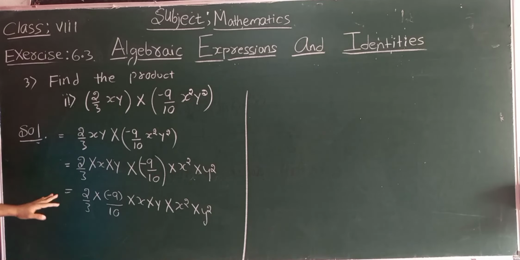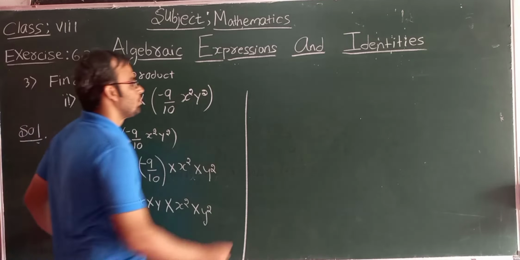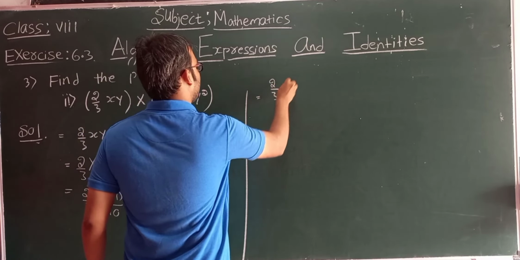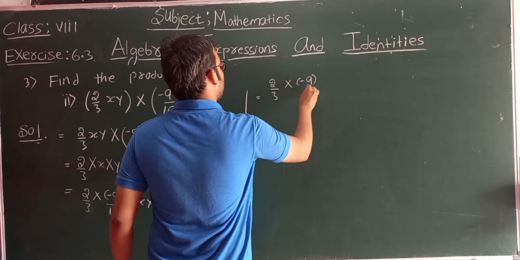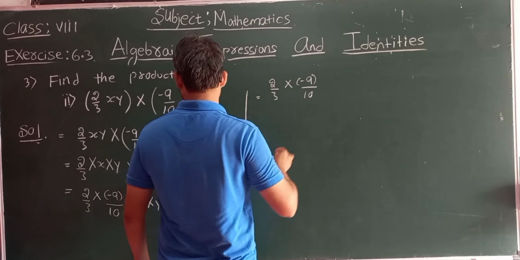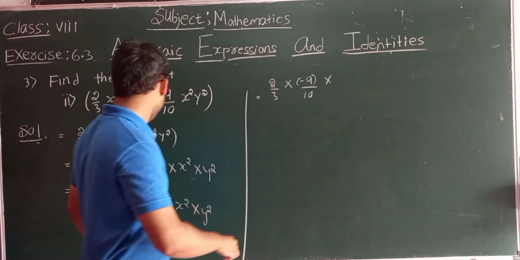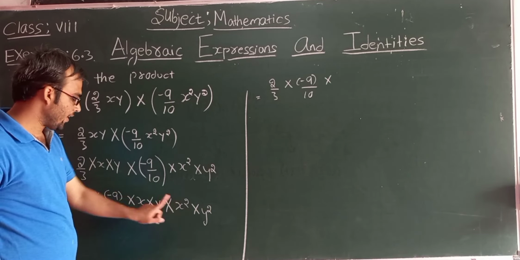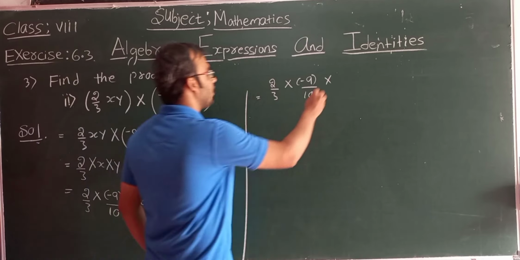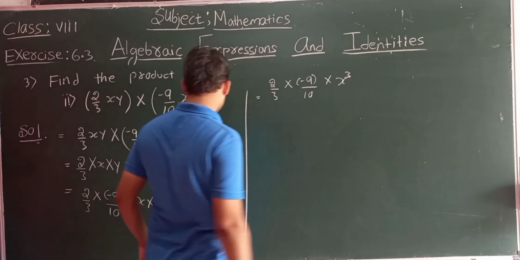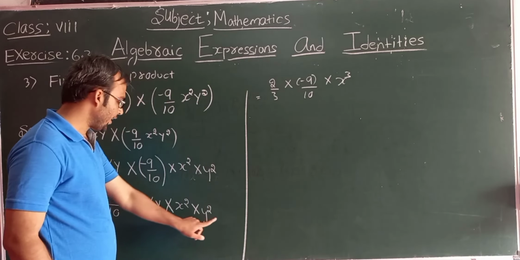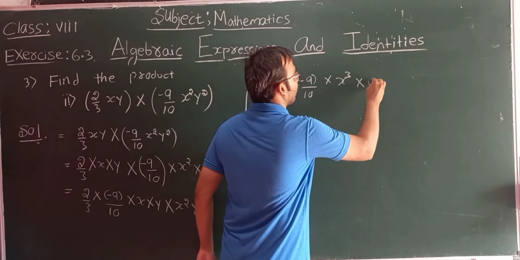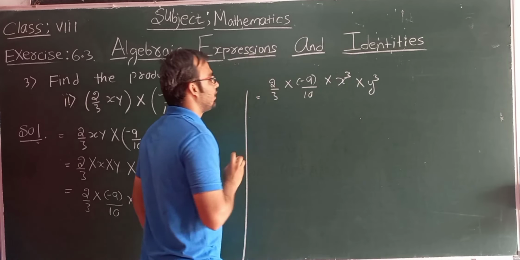Now students, we will write this once again. Okay, so here 2 by 3 into minus 9 by 10. Next, students, we will multiply this. Here x is there, and here x square. x into x square is what? x to the power 3. Here y is there and here y square is there. So y into y square is what? y to the power 3.